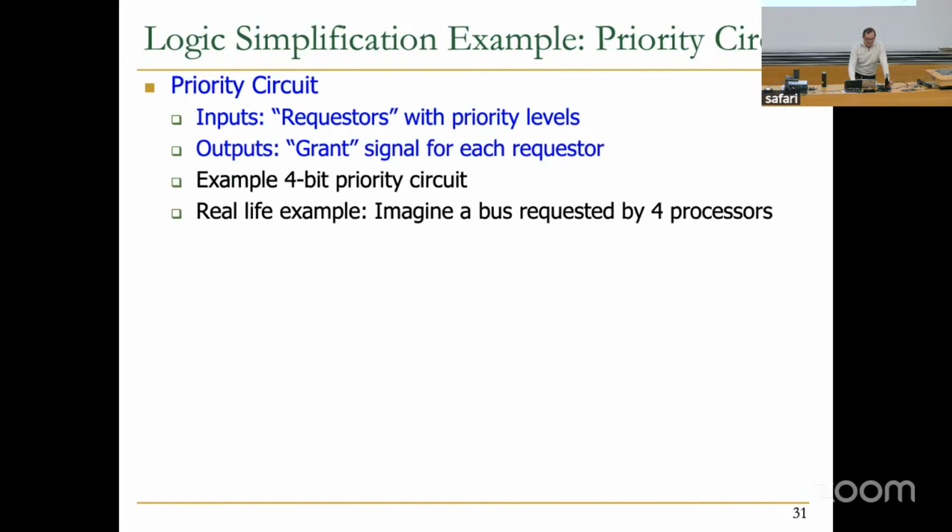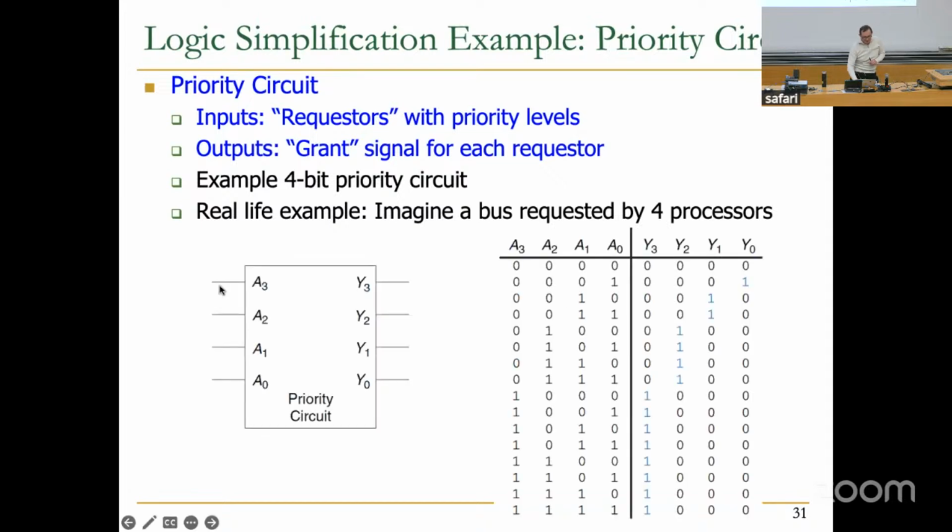So let's take a look at a 4-bit priority circuit. Imagine a bus requested by 4 processors, or the earlier picture where you had 4 things that could potentially be connected to the bus. We're going to assign a priority level to all of them. And these could be the enable signals that go into the tri-state buffers. The outputs are Ys, inputs are As, and A3, A2, A1, and A0 are different processors in this case. And the priority level in this case is static, meaning if A3 requests the bus, it should get it. It has the highest priority.